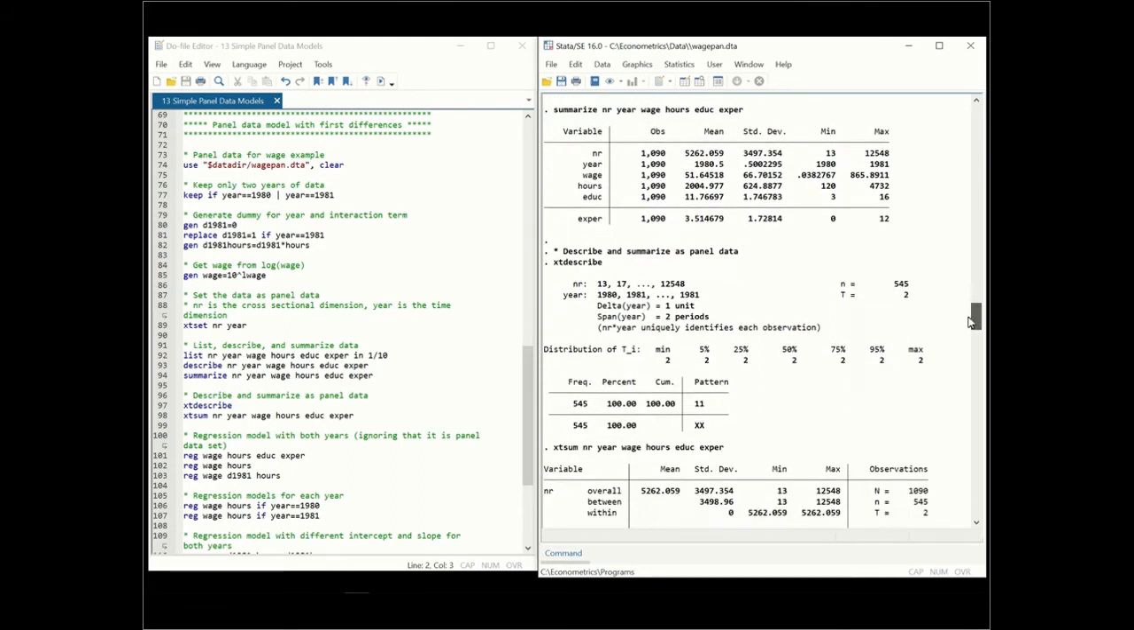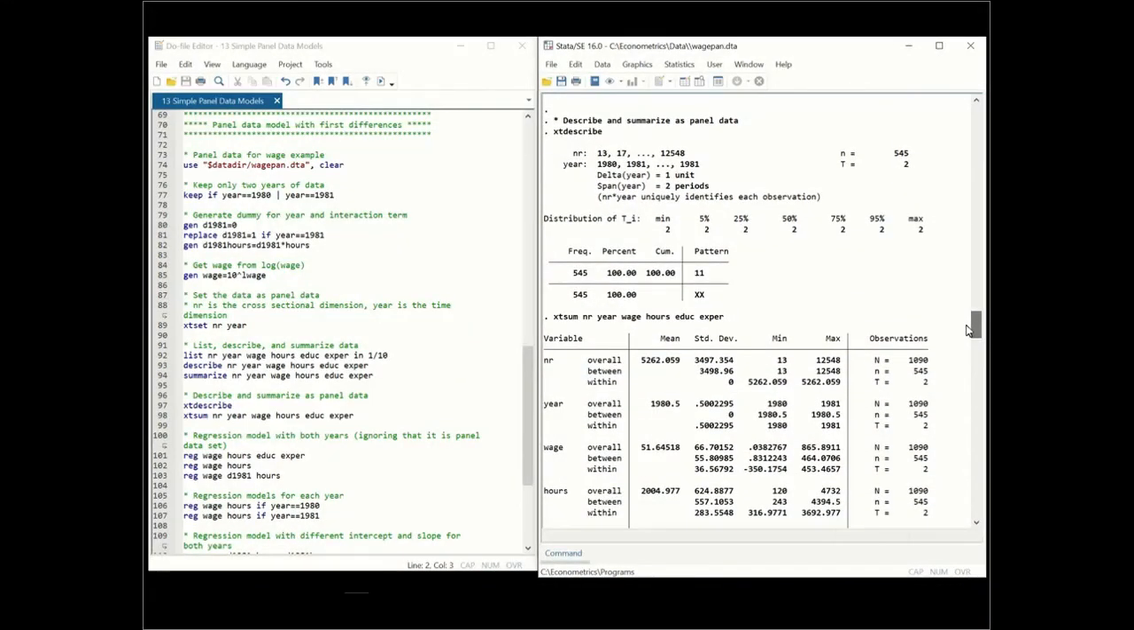So now, if we want to actually look at describing and summarizing the data as panel data, we can use the command xtdescribe. So xt stands for panel data. So instead of describe, we're calling it xtdescribe. And here it's telling you how many people you have, 545, and how many time periods. You have 2 time periods. And then these are, again, the frequency of each unit and so forth.